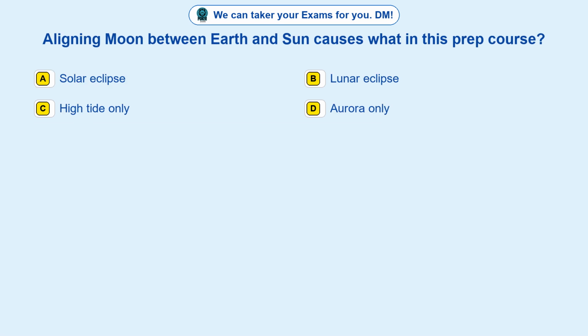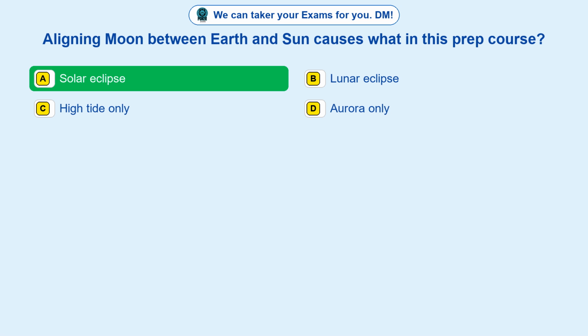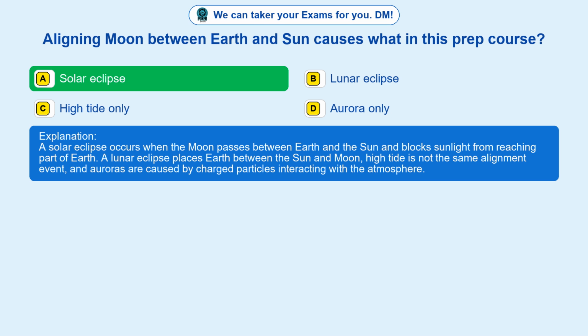Question 92. Aligning moon between Earth and Sun causes what in this prep course? Option A, solar eclipse. Option B, lunar eclipse. Option C, high tide only. Option D, aurora only. The correct answer is option A. Solar eclipse. A solar eclipse occurs when the moon passes between Earth and the Sun and blocks sunlight from reaching part of Earth. A lunar eclipse places Earth between the Sun and Moon. High tide is not the same alignment event, and auroras are caused by charged particles interacting with the atmosphere.